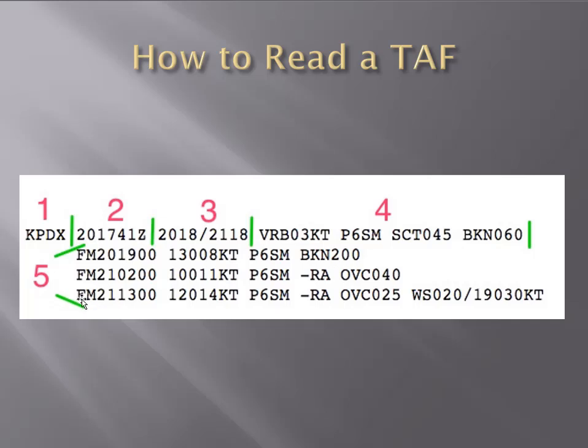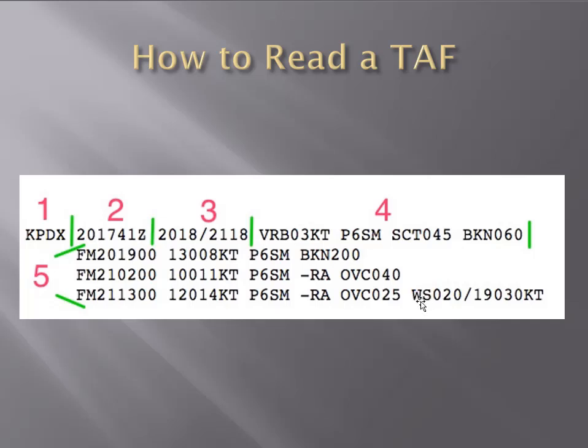Then the forecast changes a little bit once again. From the 21st at 13 Zulu, the wind becomes a little bit more southeasterly once again, 120 degrees, blowing at 14 knots, still P6SM and still experiencing some light rain. But you notice that the cloud height has reduced a little bit, and now we're at an overcast sky at 2,500 feet. That would be MVFR conditions. And this WS line thereafter, this is wind shear.